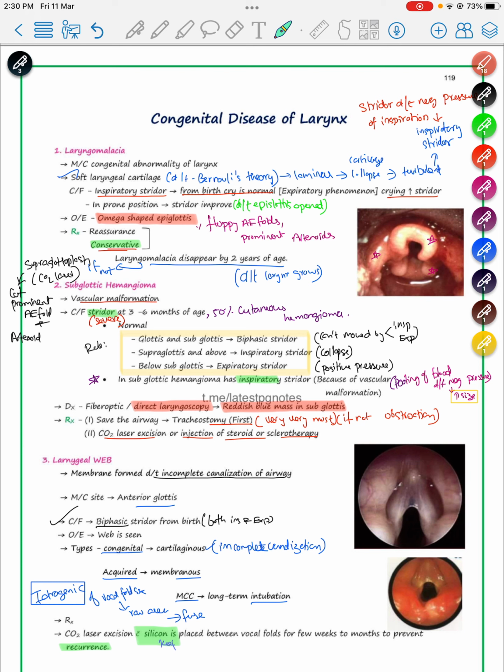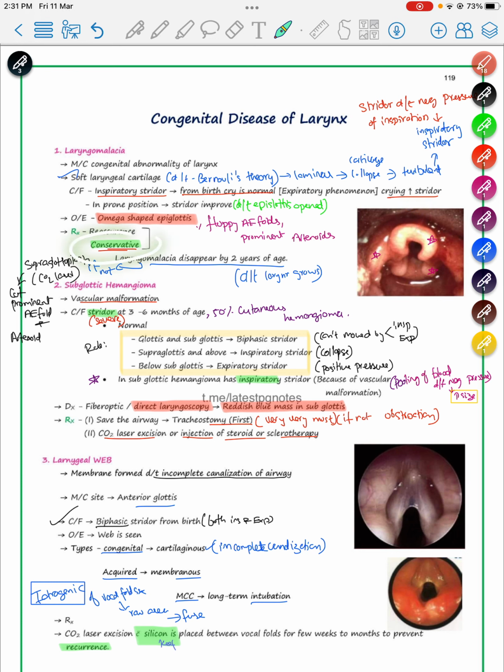When you check the baby, indirect laryngoscopy is contraindicated, so you should do direct examination. You can see an omega-shaped epiglottis, floppy aryepiglottic folds, and prominent, floppy structures, and here is the epiglottis. You can also observe stridor. You can do another test by placing the child in prone position: the stridor improves as the epiglottis falls to the anterior side, so the airway improves.